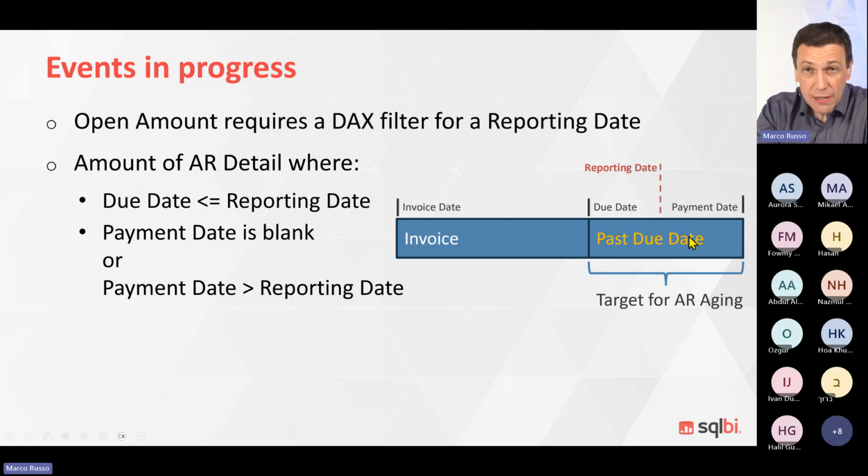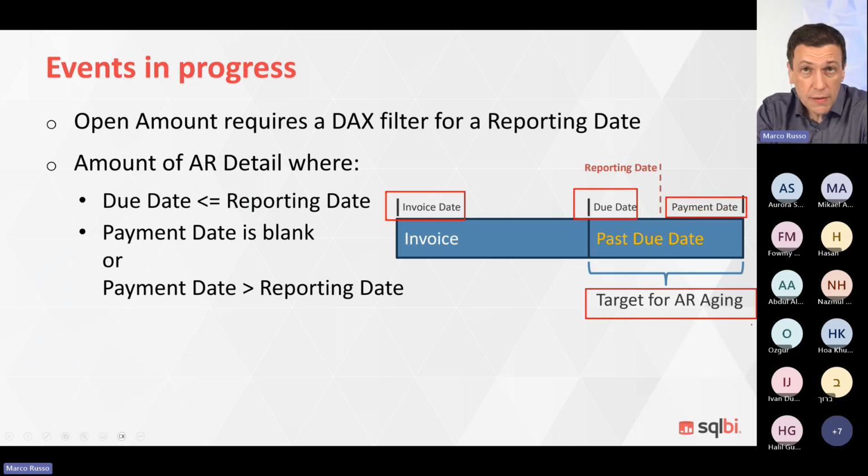So what we have is 3 dates for each invoice. If you think about this, we have the invoice date. We don't care about the invoice date. We have the due date and we have the payment date. This is the interval that we want to analyze. And the reporting date is what can be different in every point of the report, in every cell of the report.